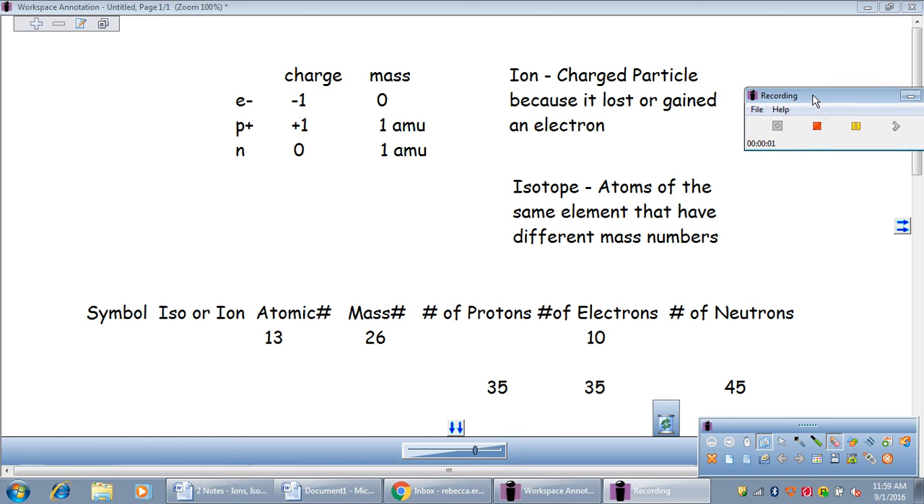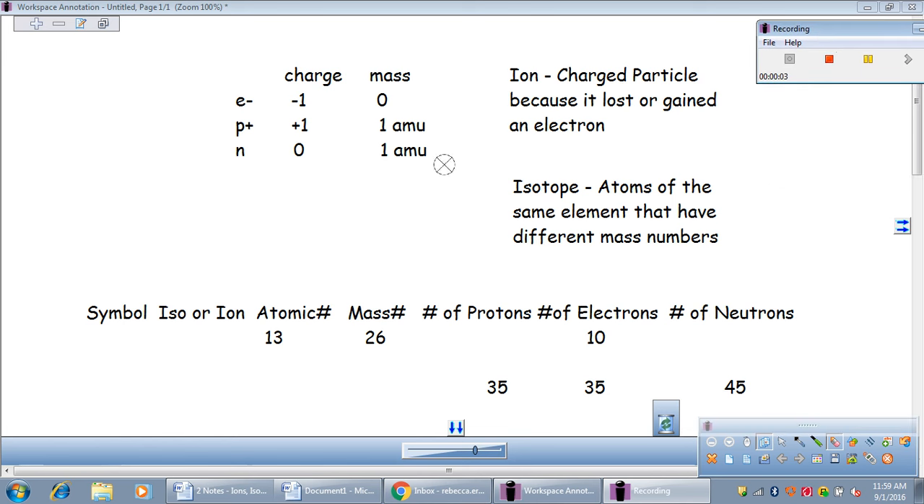This recording is about the difference between ions and isotopes. So remember that in an atom we have our three subatomic particles: electrons, protons, neutrons.